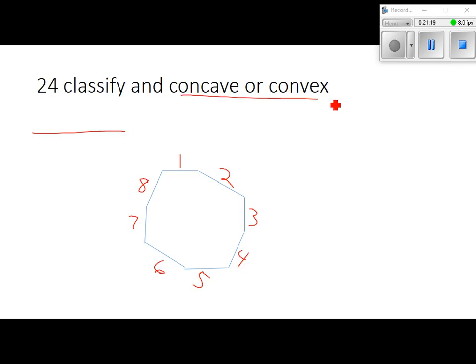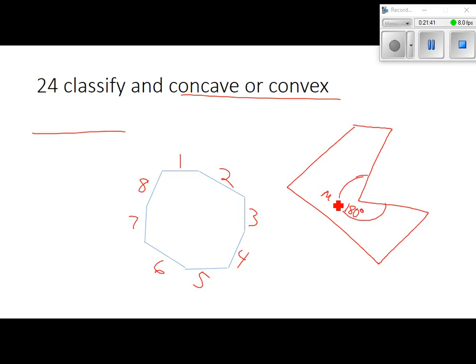And then tell whether it's concave or convex. Remember, concave will have some angle that sort of goes inward on the shape. Convex doesn't have any such angles, and the actual definition is that this angle is more than 180 degrees. Well, if this shape doesn't have any angles that are more than 180 degrees, then that tells us it would be convex.